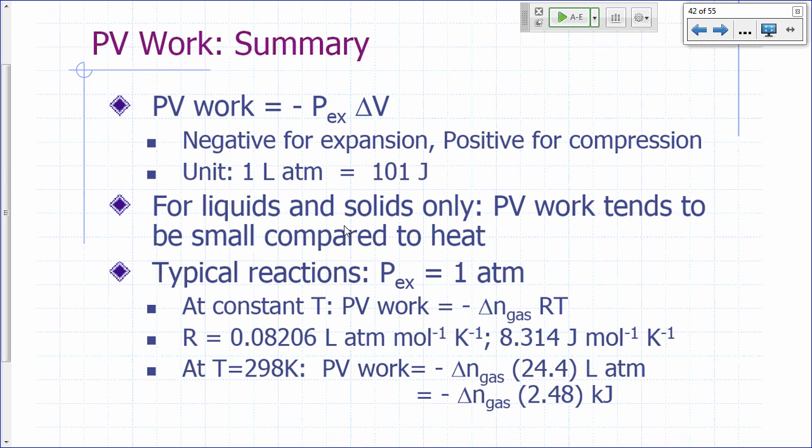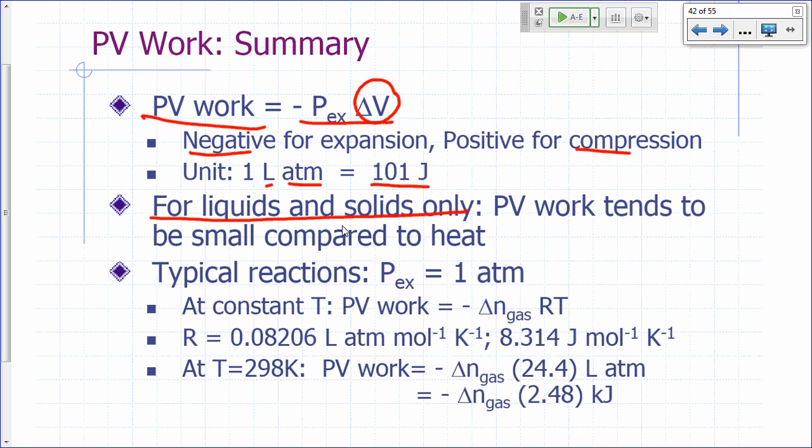Right. Summary with PV work. Okay, PV work is negative P external times delta V. If the system expands, PV work is negative. If the system compresses, shrinks, work is positive. Okay, the unit for work is liters times atmosphere, which is equivalent to 101 joules. Okay, for 3 sig figs, you can just use 101 joules.